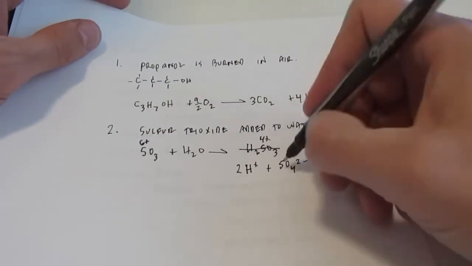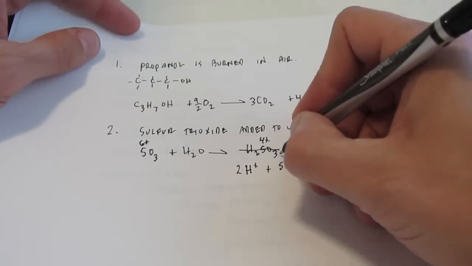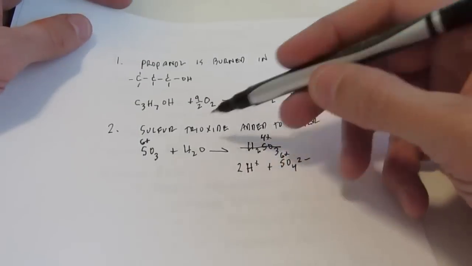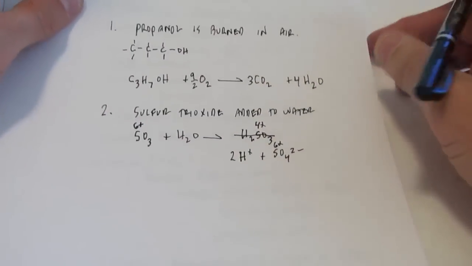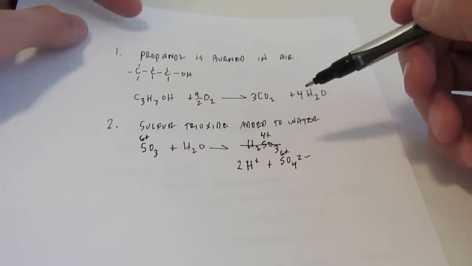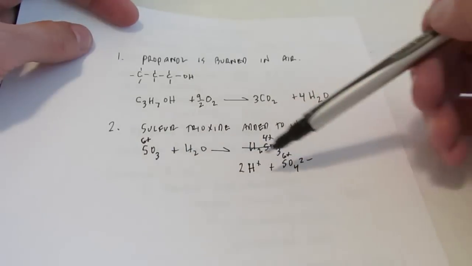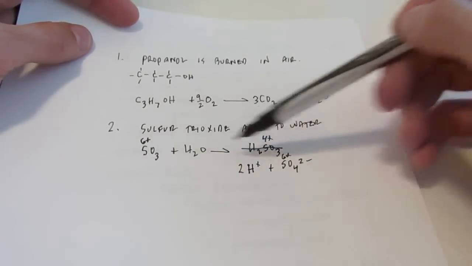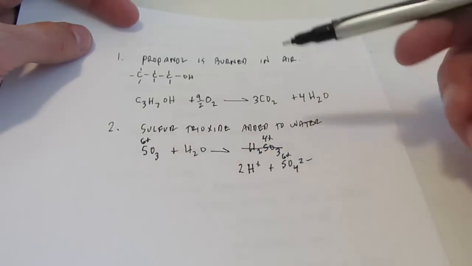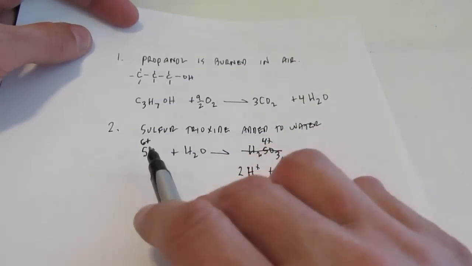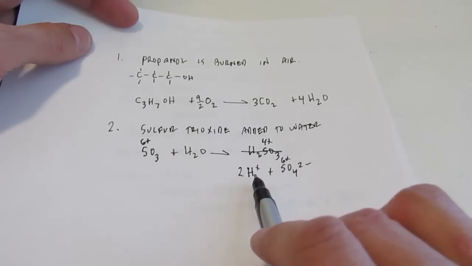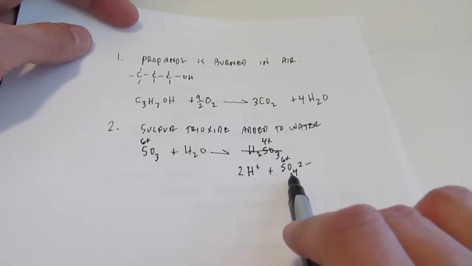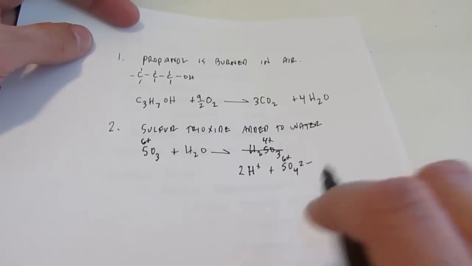Now let's see, for the sulfate, yeah, it would be 6 plus. So I would form sulfuric acid in this reaction. So let's go through and try to balance this quickly. 1 sulfur, 1 sulfur, a total of 4 oxygens, and 2 hydrogens. Perfect. So we get 1 point for our reactants, 1 point for each of our products, so a total of 2, 1 point for balancing the reaction.